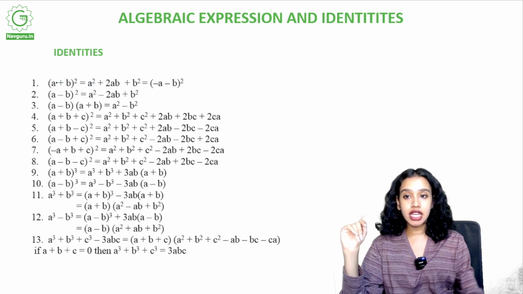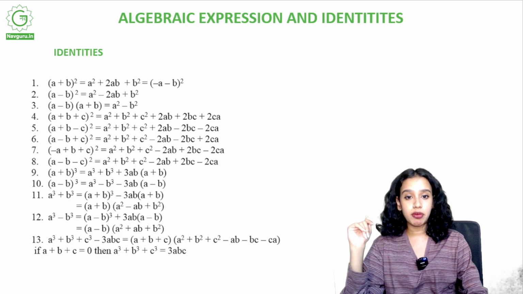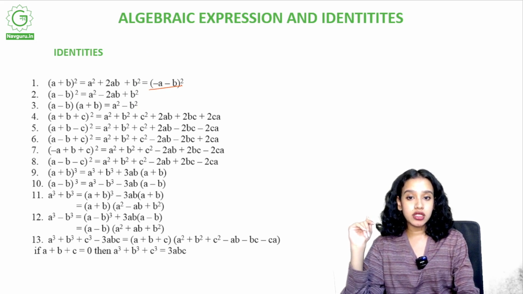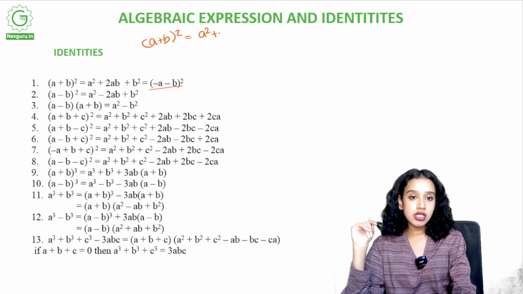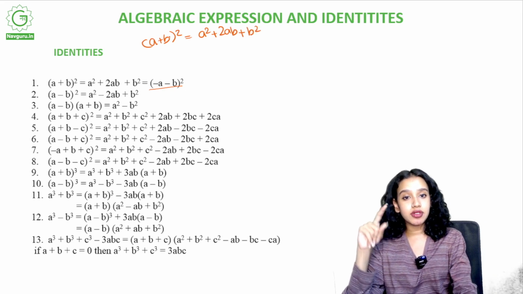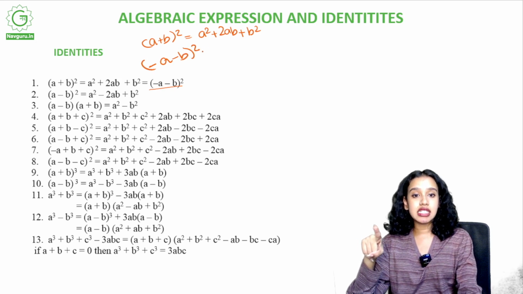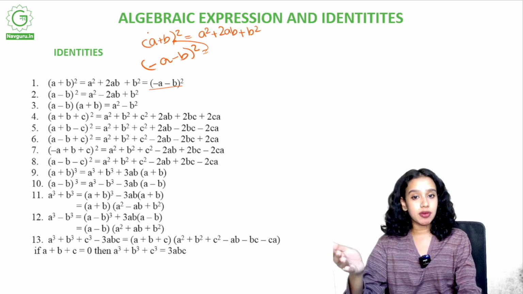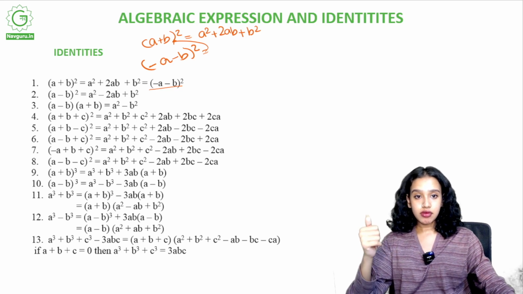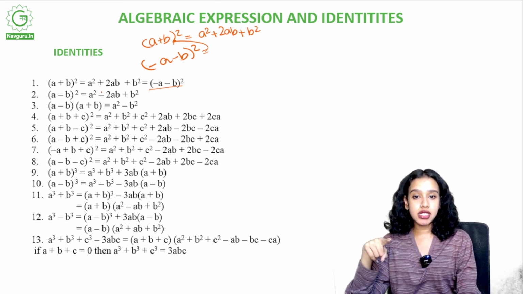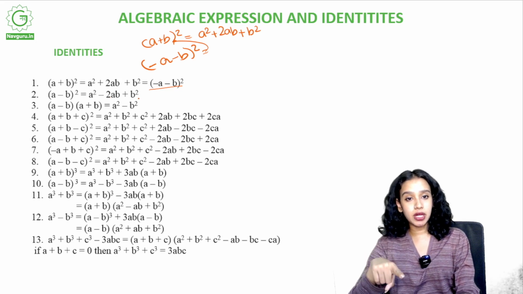First, we have a plus b the whole square is equal to a square plus 2ab plus b square, right? Now, what did we do here? We know that a plus b the whole square is equal to a square plus 2ab plus b square, right? Now, if I am multiplying negative everywhere, what happens? We have minus a minus b the whole square. This is the same as a plus b the whole square, right? Minus a minus b and a plus b are the same here because it's the square, right? Now, a minus b the whole square is equal to a square minus 2ab plus b square.